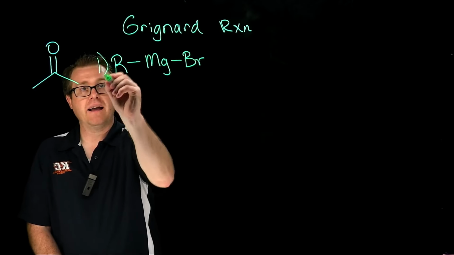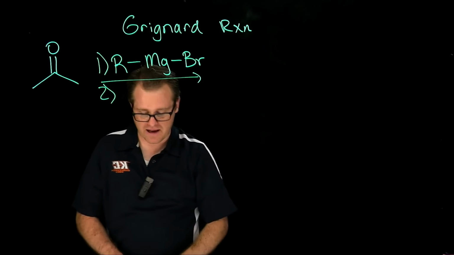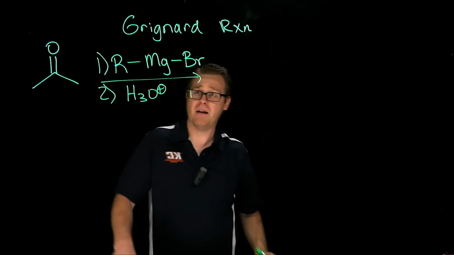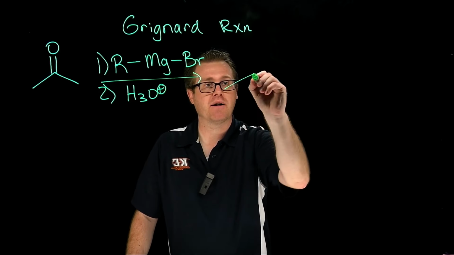If we do that in the first reaction, and then in a second reaction we have an aqueous or an acidic workup, what's going to happen is we're going to take this ketone and turn it into a tertiary alcohol.